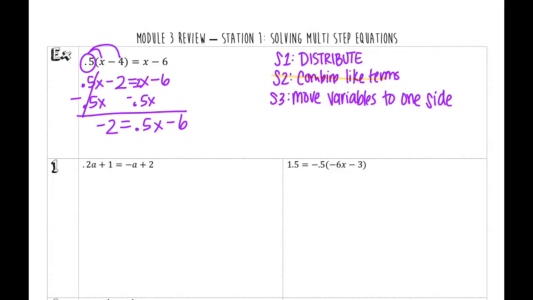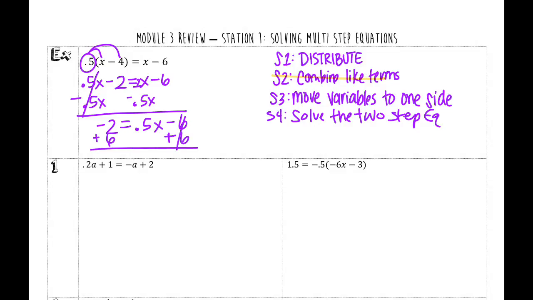And now my variable is on one side, and of course the last step I want to take is to solve the two-step equation that's left. So here I'm left with this equation, and it is a two-step equation. I need to add and then I need to divide. So I'm going to add 6 to both sides. That gives me 4 equals half of x.